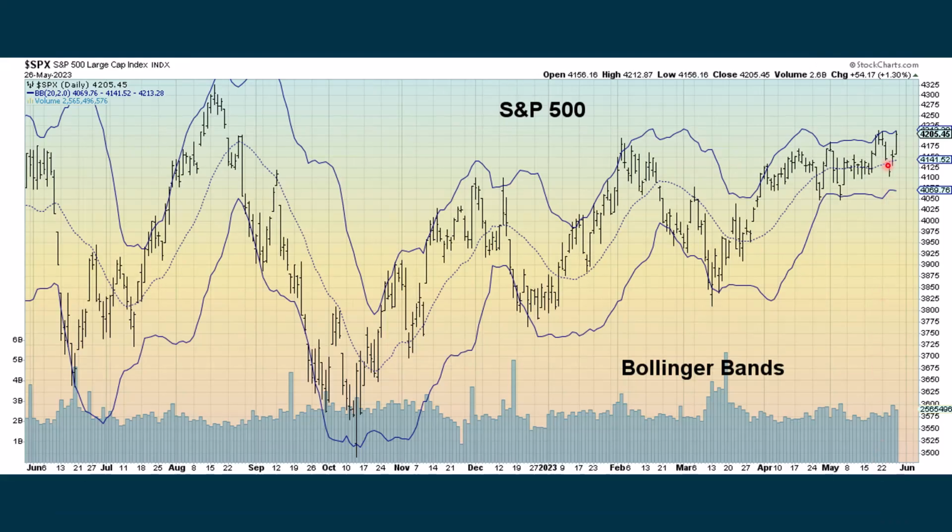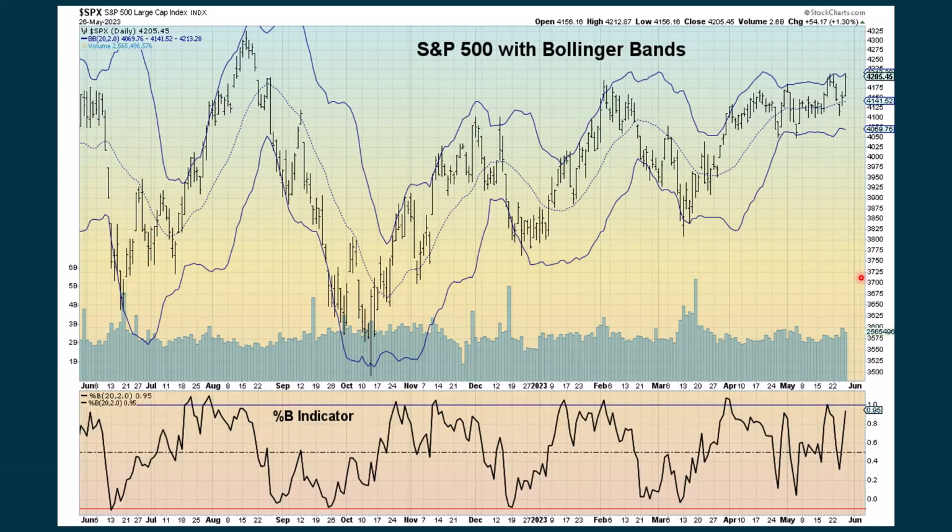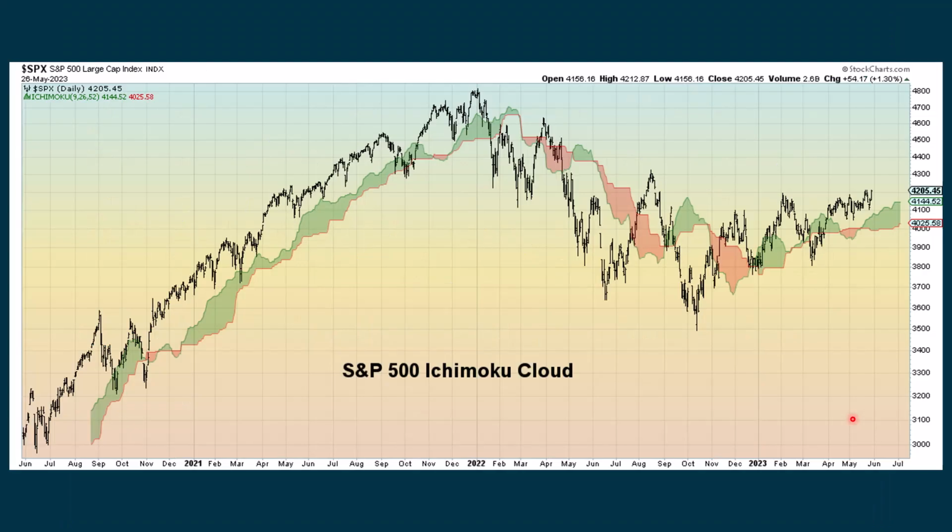Bollinger Bands, we're getting near the upper side of the Bollinger Band, but we haven't exceeded that yet. When we're above the midpoint, that's positive. When we're below the midpoint, that is negative. This is the percent B indicator, which measures how far away we are from either the upper or lower band. We're going up and looking positive, but we're not getting an extreme reading right now.